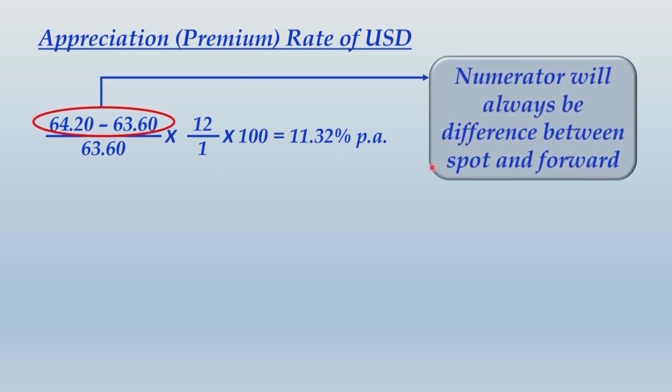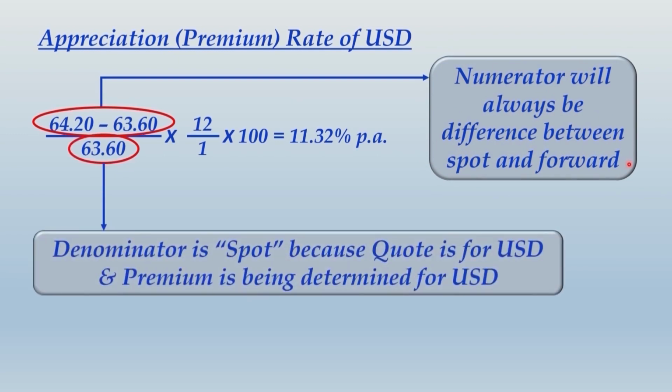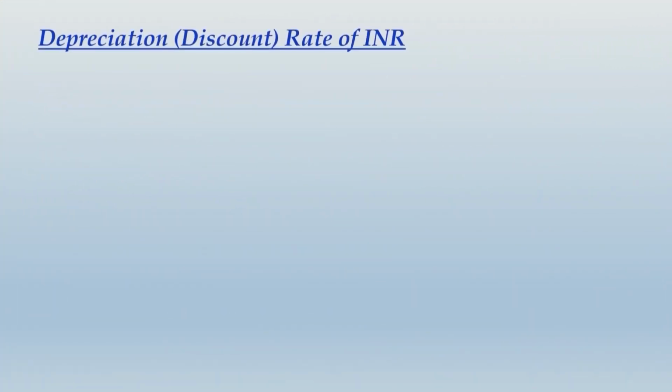Numerator, I am giving that same explanation again. If required, you may write this up, though you have written it earlier already. The numerator will always be the difference between spot and forward. This time the denominator is spot. Why? Because you are computing the premium rate of USD and the quote is also given for USD. Alright friends, let us move ahead and deal with the second part, that is determining the discount rate for INR. The numerator will still remain the same, the difference between forward and spot, and the denominator this time, you look, is the forward rate, correct?